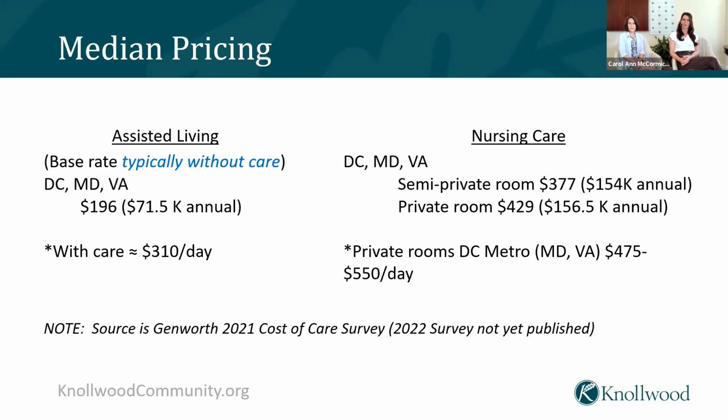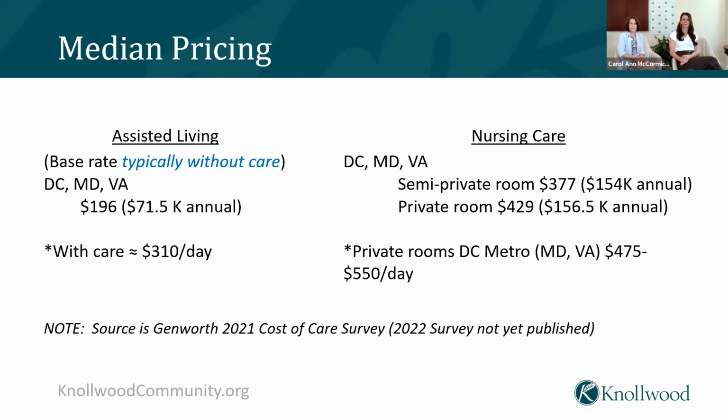Genworth does a survey every year called the Cost of Care Survey. Their survey from 2022 hasn't been published yet. At least I checked about 2 weeks ago and it wasn't, and I apologize, I didn't check before today. The data on this sheet with median pricing is actually based on 2021 prices. Genworth surveys about 14 to 15,000 places in all 50 states, but these price points are related to DC, Maryland, and Virginia.